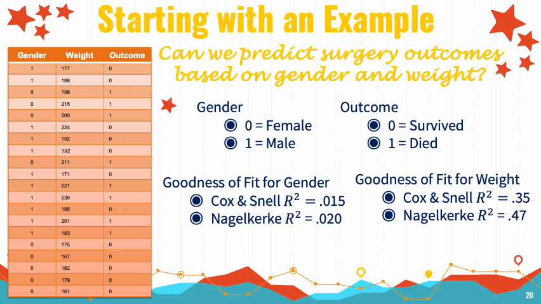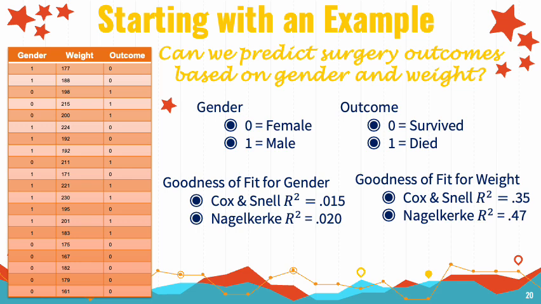Let's look at an example to help us work through logistic regression. We want to find out if we can predict surgery outcomes based on gender and weight. We have a data set of 20 participants. I recognize the individual data values are very small, but this is okay because statistical software analyzes the data. Providing you with the data set is more for conceptual understanding than computation.